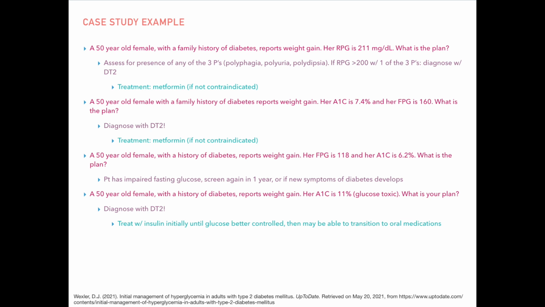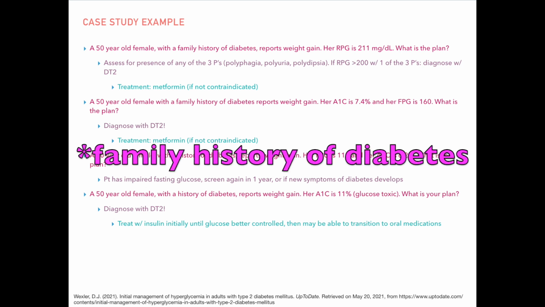So same patient, 50-year-old female, family history of diabetes, reports weight gain. Her A1C is 7.4%, and her fasting plasma glucose is 160. What is the plan? Well, here we have two separate elevated readings. Her A1C and her fasting plasma glucose are both elevated, so we can give her a diagnosis of type 2 diabetes and treat with metformin if it is not contraindicated.